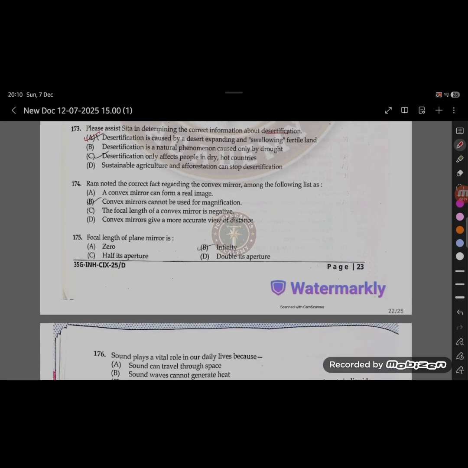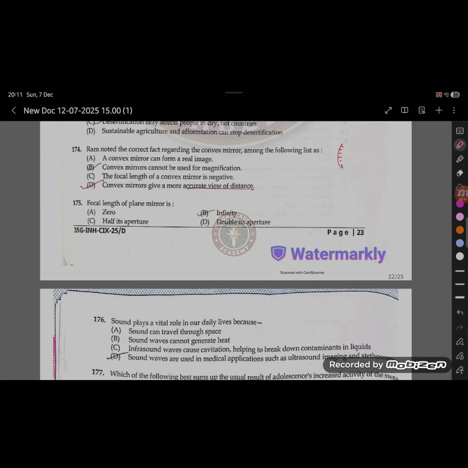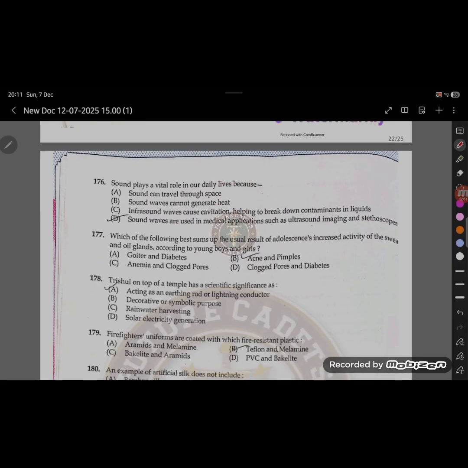174. Ram noted the correct fact regarding the convex mirror. So we know which one is a convex mirror, the one which has its reflecting surface on the outside. This is a convex mirror, and it is used for a view of distance, because it makes an erect image, unlike the concave mirror which gives an inverted image of an object. 175. Focal length of plane mirror is infinity.